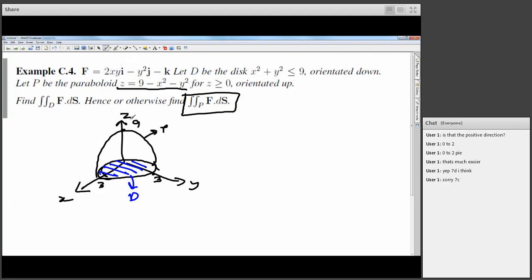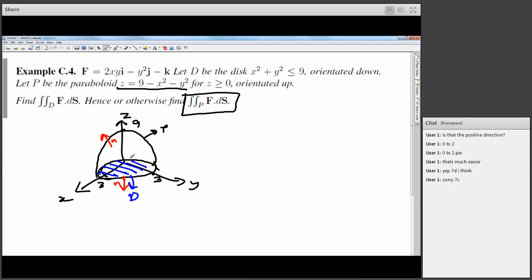So let's put some normals in. Let's make the paraboloid orientated up and the disc orientated down. So these are my normals. So what I'd like to do ultimately is work out the flux through this paraboloid at the top, knowing the orientation. Now you can work that out directly. You could parameterize it in terms of Cartesian coordinates or polar coordinates, either or. Ultimately that's what you need to do, and work it out that way. Now, you can't use the divergence theorem directly to work it out.